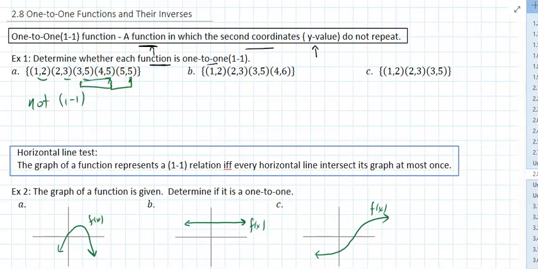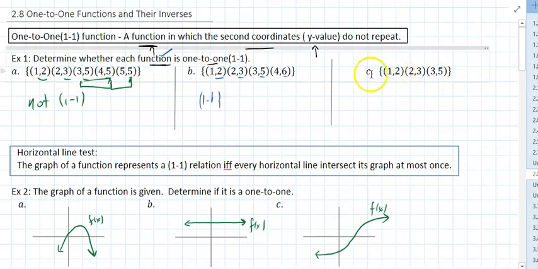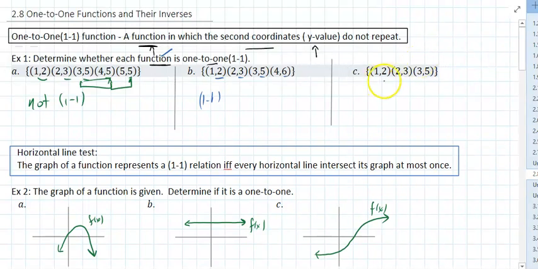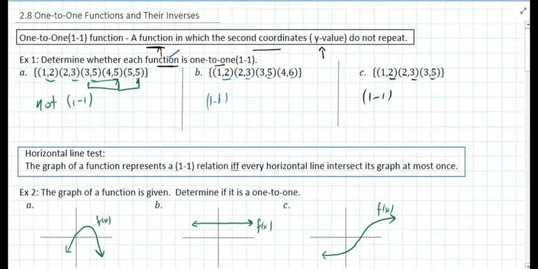If I look at the second example that they have, again I look at 2, 3, 5, 6, and automatically it is one-to-one. So again, if they tell you it's a function, you don't have to check the first coordinate. You just check the second coordinate. And the last example, example C, if we look at 2, 3, 5, it is one-to-one. And that's pretty much it as far as points.